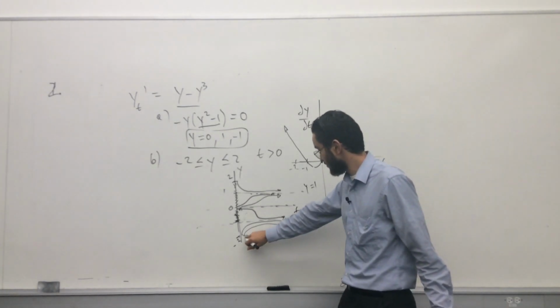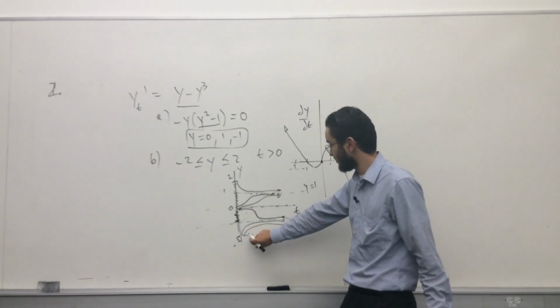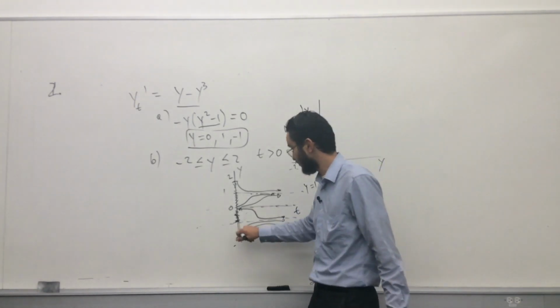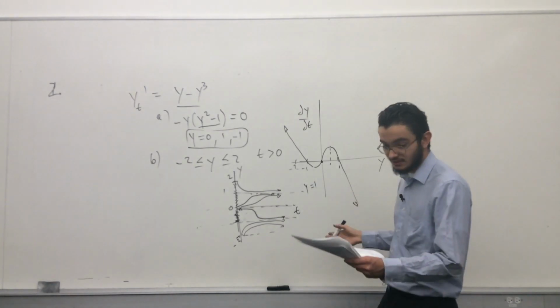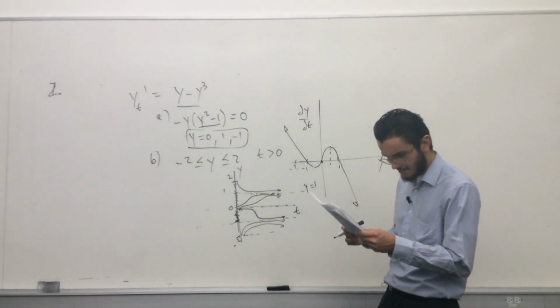And over here, of course, there's none, because it's not an asymptote. The only asymptotes are -1, 0, and 1. Okay, so that's it for part B.